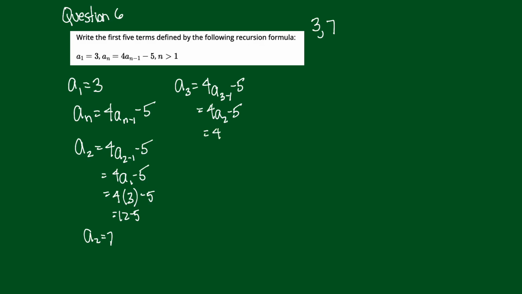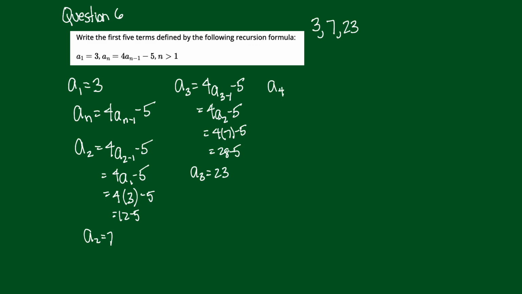This is 4 times, now what's a sub 2? Well, we just found a sub 2, right? That was the work we did before. So a sub 2 is the previous term. That was a 7. All right, so this is 4 times 7 and minus 5. So 28 minus 5. So a sub 3, the third term in this sequence, is 23. So let's write that up here. Third term is 23.